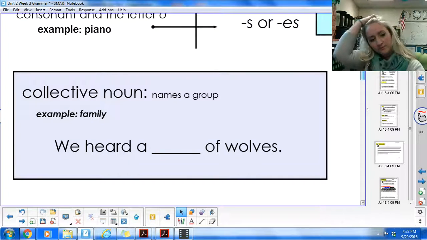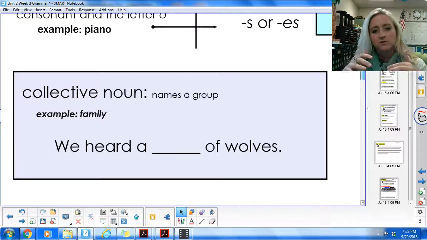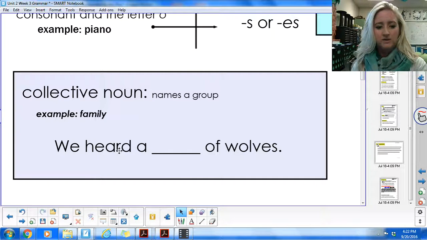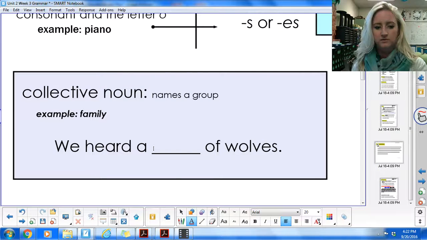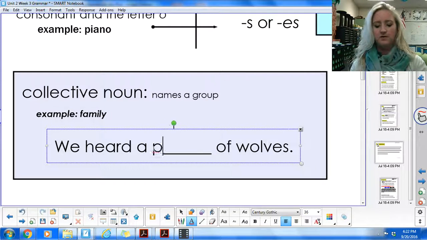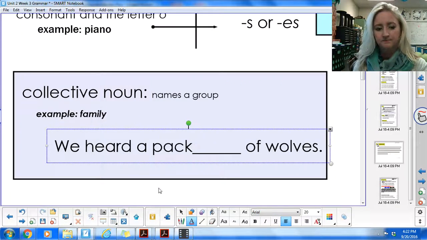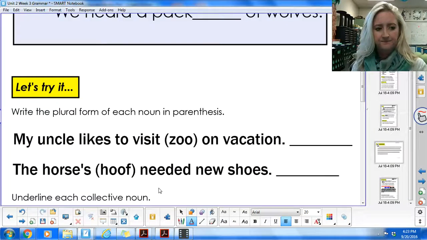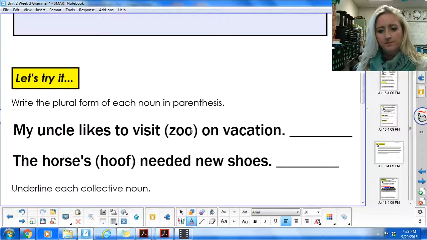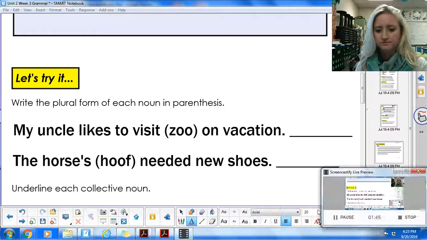Collective nouns are new this week, though. Collective nouns are nouns that name a group, like the word family stands for your whole group. Here, we heard, what would you have for a group of wolves? You would have a pack. So the word pack is a collective noun because it stands for a group of them. So let's try. They'll give you a word in parentheses that you need to make plural. Like zoo, how would you make zoos?